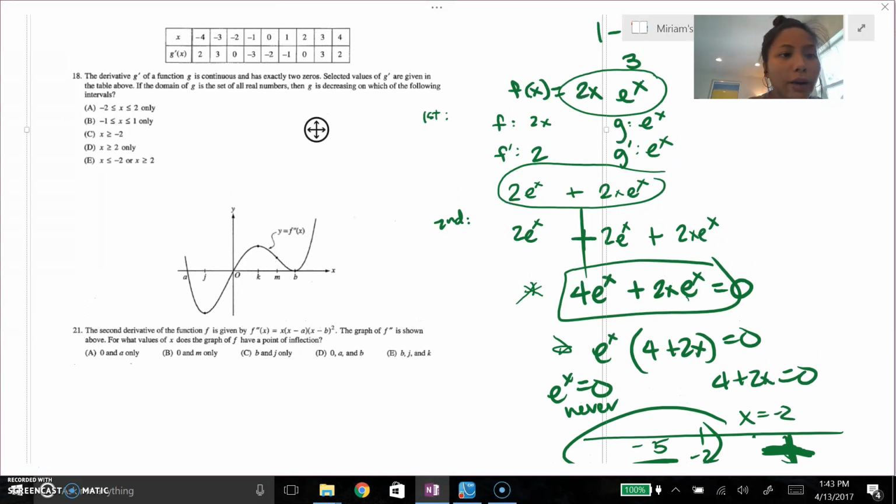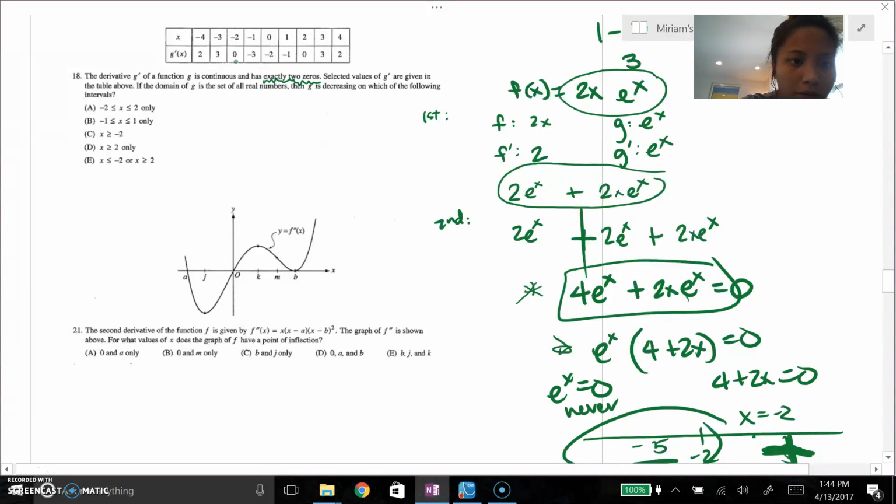Okay, so I have x here and I have g prime, and it's continuous and has exactly 2 zeros. So one 0 is right here. I'm going to put a star. Another 0 is right here. Okay, that means it's a max or a min. Selected values of g prime are given in a table. If the domain of g is the set of all numbers, then g is decreasing. When g is decreasing, that means the derivative is positive or negative? Exactly. It is negative. Okay, so which of the following intervals is the derivative negative?